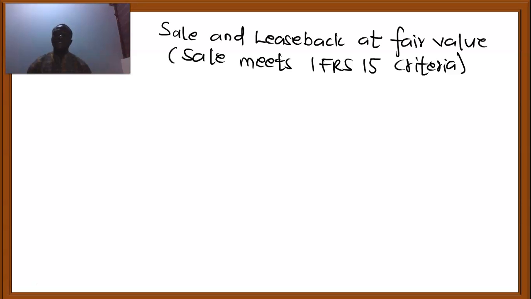In IFRS 15, we realize that a sale is deemed to have taken place when a performance obligation has been fully satisfied. When a performance obligation is satisfied, then we say a sale has taken place, and so the seller can recognize the sale proceeds. So the caveat in this particular question is that the sale meets the IFRS 15 criteria. So in this case, you go through 5 steps in order to record the transaction.